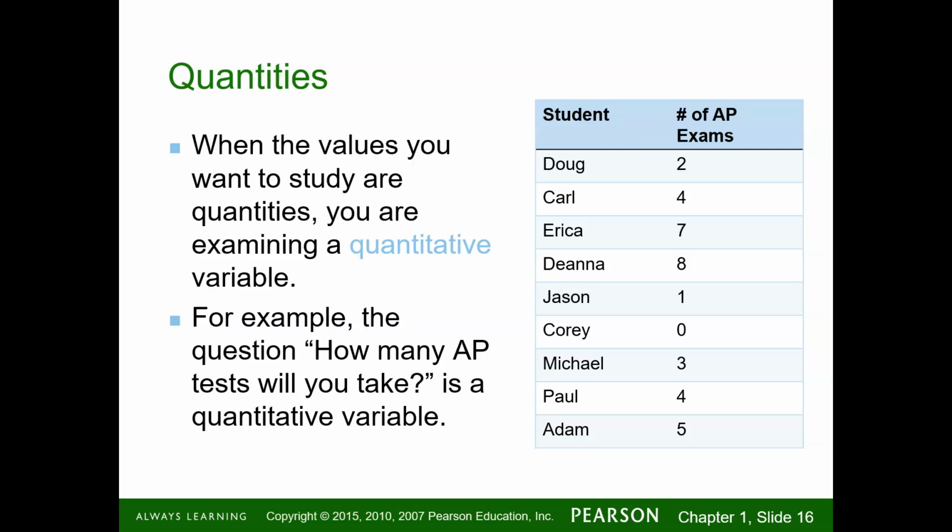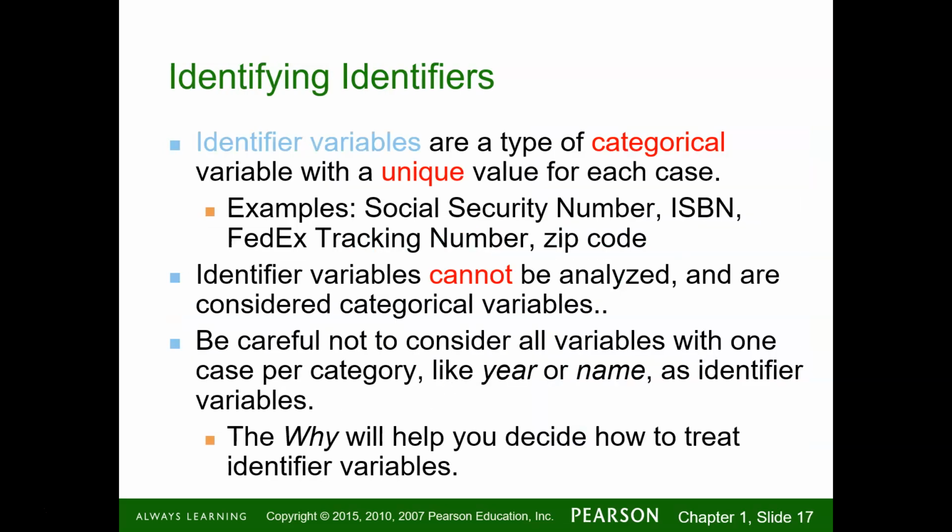When the values you want to study are quantities, those are quantitative variables, like the number of AP exams each of these people took. That is a quantitative variable because I could take the average of it. What's the average number of AP exams these students took? I could add them all up, divide by 9 and see, right? So for example, how many AP tests will you take? That's a quantitative variable. It's a variable that has a number, and you could take an average on it. If you can take an average, that's quantitative.